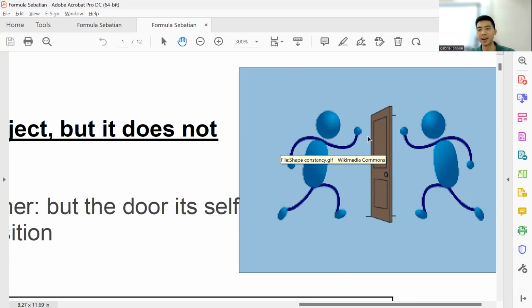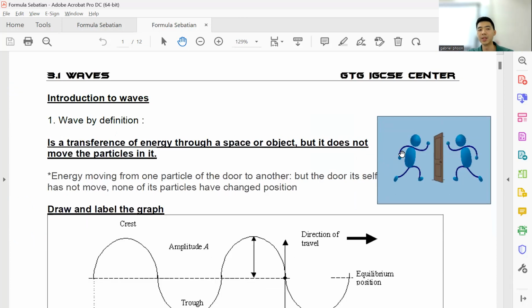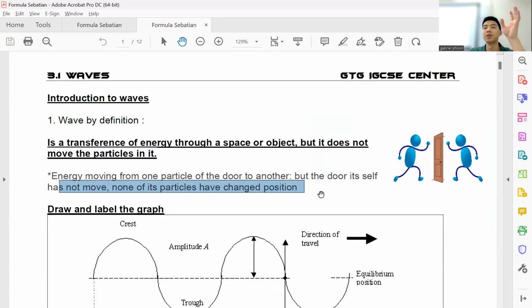Okay, so that's the understanding of resonant frequency. But once again, I want to say that the energy is transferred, but the particles do not move. As you can see here, energy moves from one particle of the door to another, but the door itself has not moved. None of its particles have changed position, no matter how I shout at it. If everything's on fire, then you can become Superman already. But if not, then from a physics point of view, it doesn't make sense.